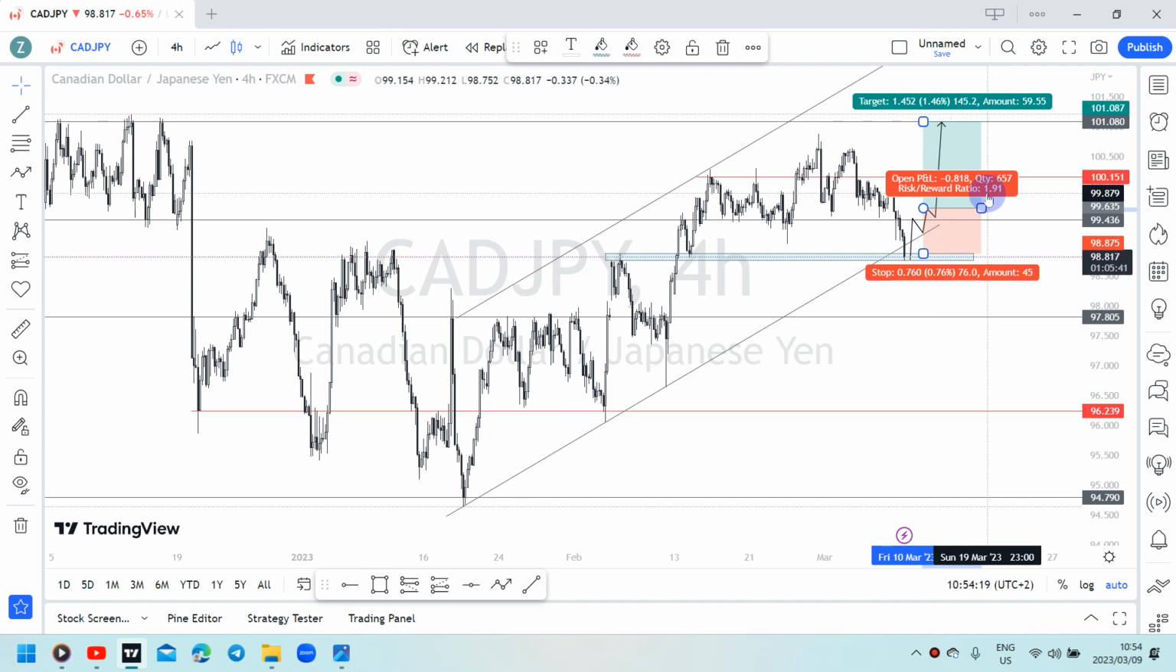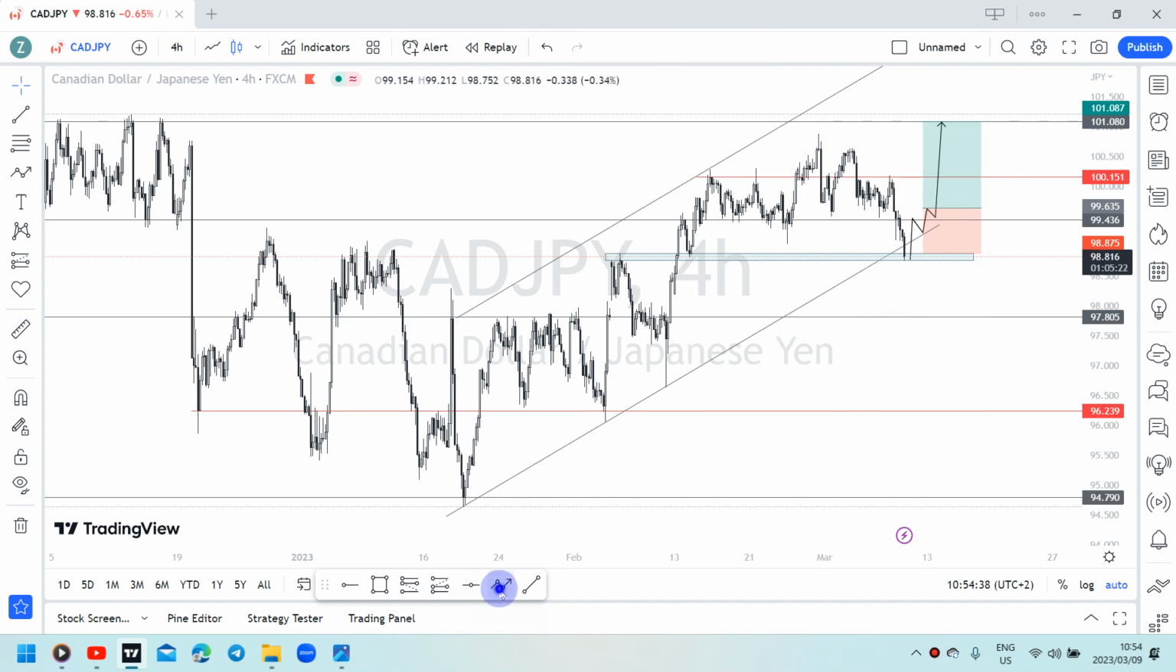The risk reward ratio is a good 1.91. As long as my risk reward ratio is more than 1.5, I would take the trade, right? So this is my setup for buys.